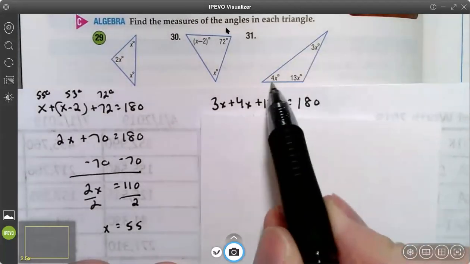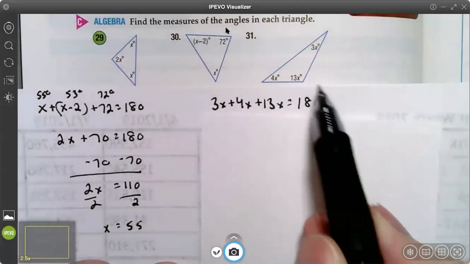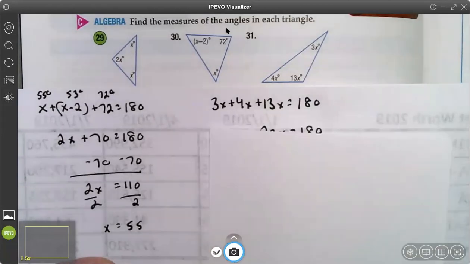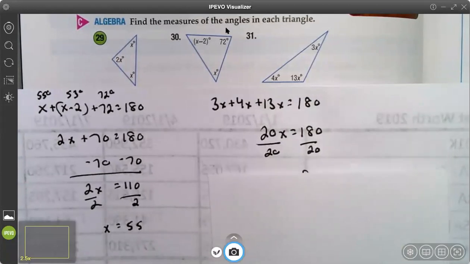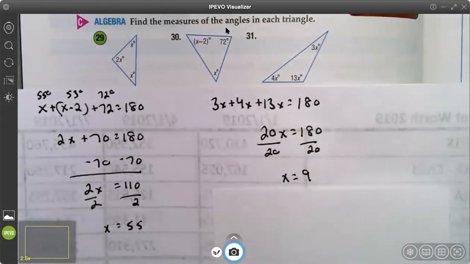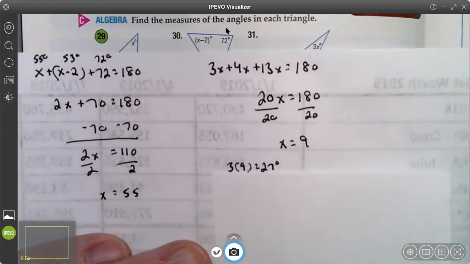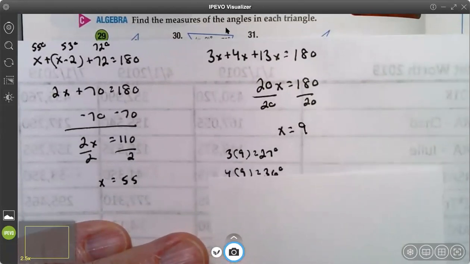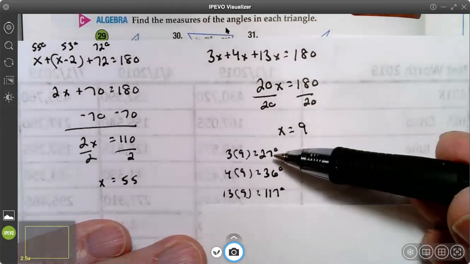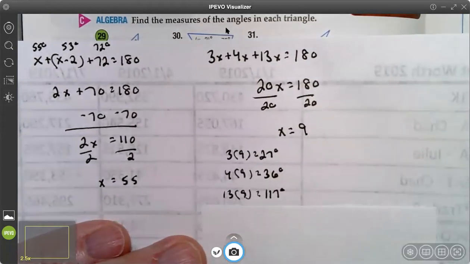So I have added up all three angles, 3x, 4x, and 13x, and set them equal to 180, which is what all triangles are. Combine like terms, 3 plus 4 plus 13 is 20x. Isolate the variable by dividing both sides by 20. You get x equals 9. None of the angles are just x, so I have to do a little work to find all the angle measurements. One is 3 times x, so 3 times 9 is 27. One is 4 times x, so 4 times 9 is 36. And the other is 13x, so 13 times 9 is 117. And you could take your calculator and add these three up to make sure they give you 180. They do.